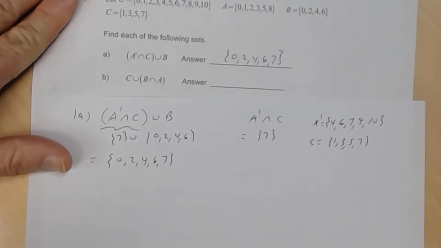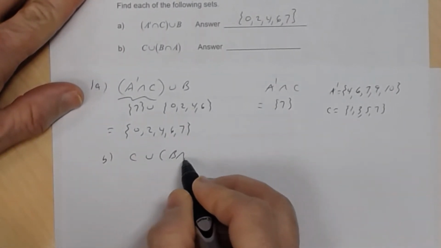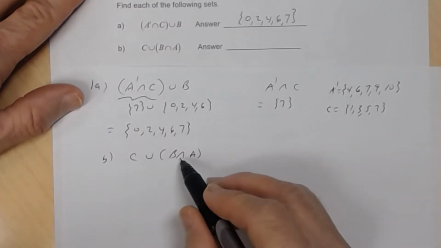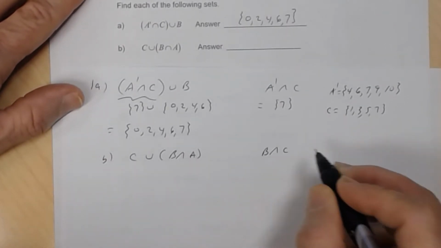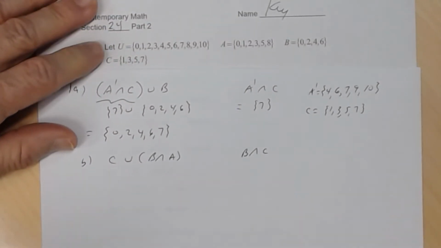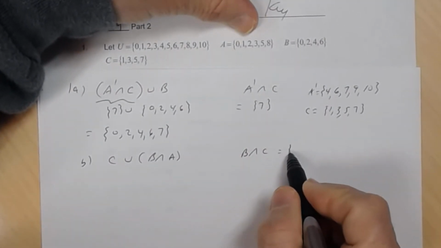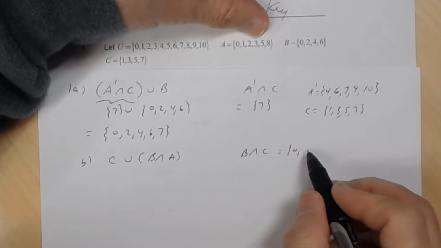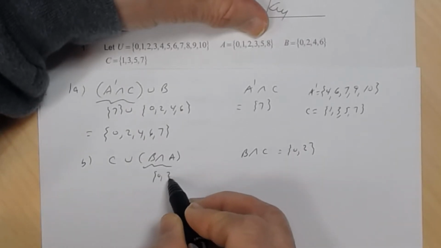All right, B. So B, I want to find C union B intersect A. So let's find B intersect A first, since that's in parentheses. Let's go up here, and remember B intersect A is what do these two sets, A and B, have in common? So they have 0. What else? They have 2, and that's it, right? There's nothing else. So 0 and 2. So that goes here.